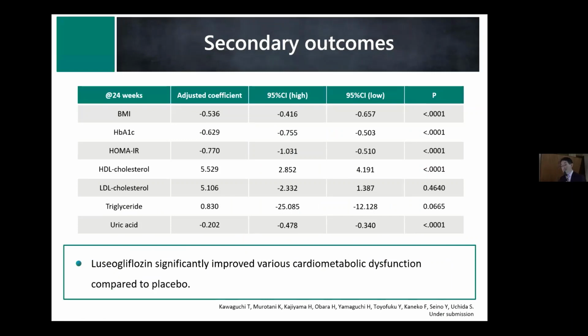This is a result of secondary outcomes. Since this is an anti-diabetic medication, a significant reduction was seen in hemoglobin A1C and the HOMA-IR value, which is an index for insulin resistance. In addition, significant improvement was seen in HDL cholesterol and uric acid. So luseogliflozin improved various cardiometabolic dysfunctions compared to placebo.